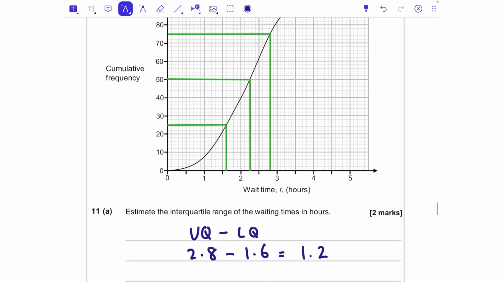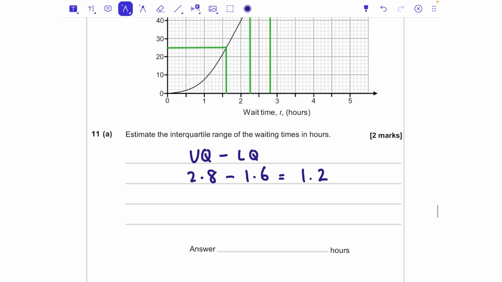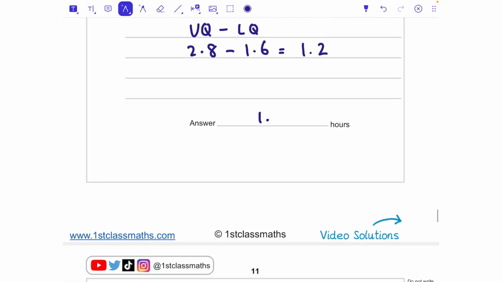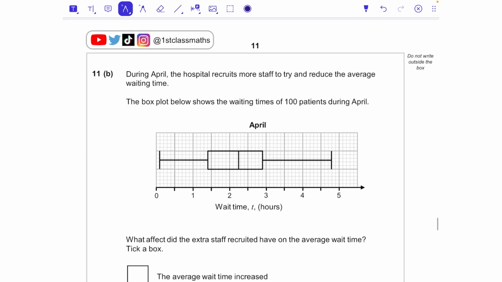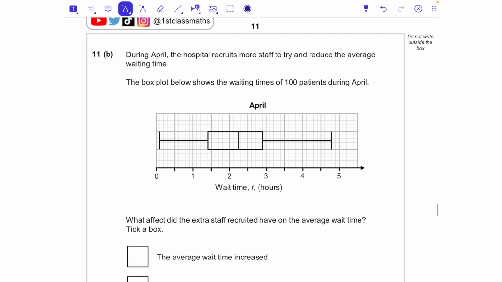But just take care to be as accurate as you can with reading off of the graph. Okay, fine. So that's 1.2. And then for part B, it says, during April, the hospital recruits more staff to try and reduce the average waiting time. The box plot below shows the waiting times of 100 patients during April. What effect did the extra staff recruited have on the average wait time?